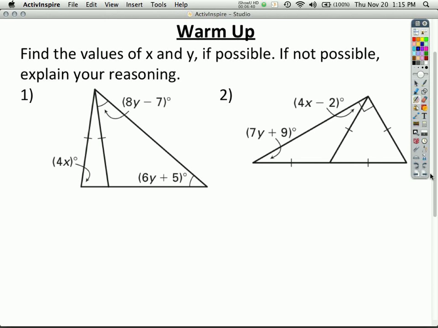Number one, I'm looking for the values of x and y. Let's start with student number 15, student number 2, and student number 7. Student number 15, what'd you get? X equals 20.5 and y equals 6. Okay, student number 2, what did you get? X equals 20.5 and y equals 6. So you agree with Sebastian. Student number 7, what did you get? X equals 20.5 and y equals 6.